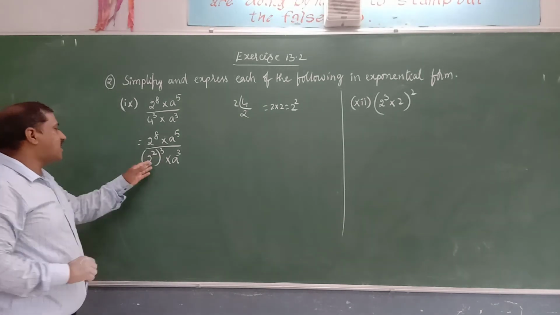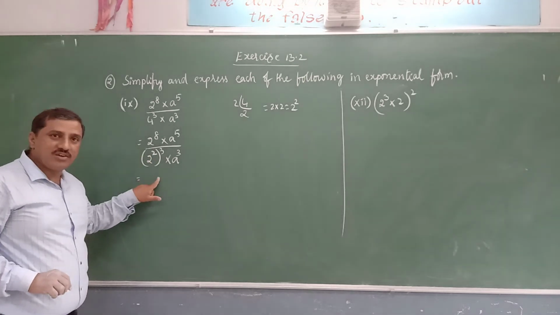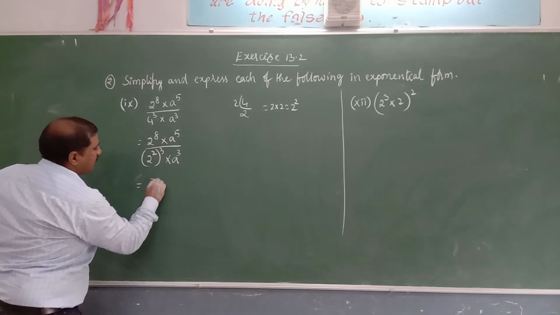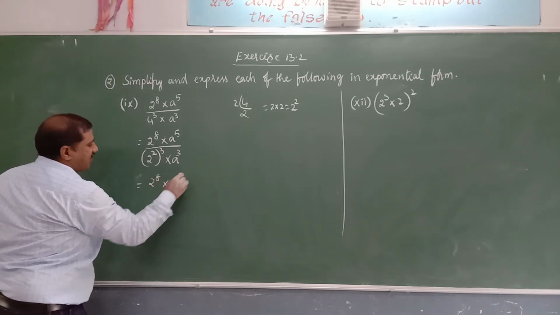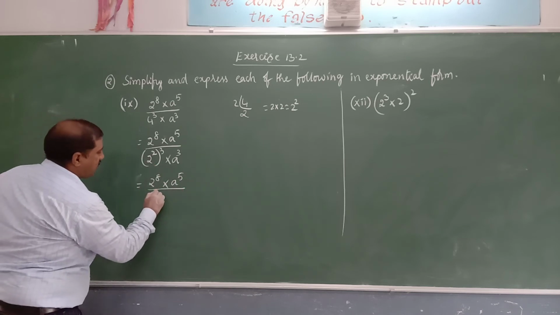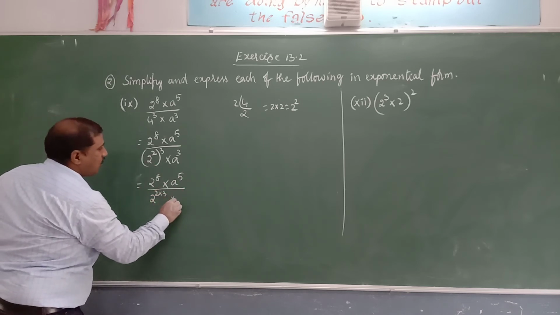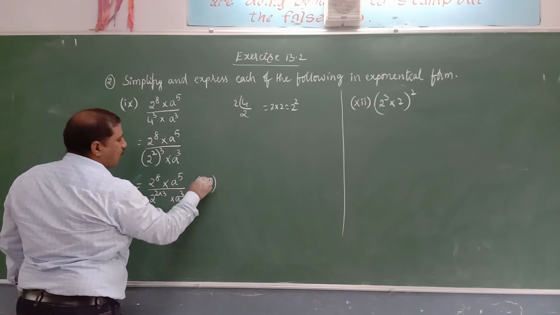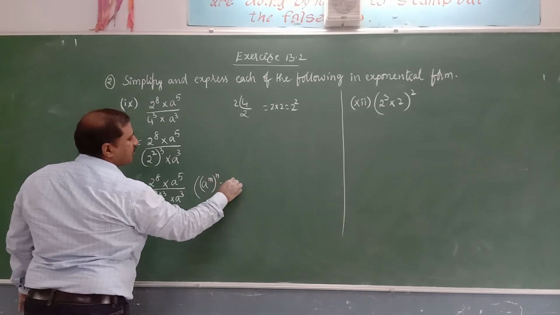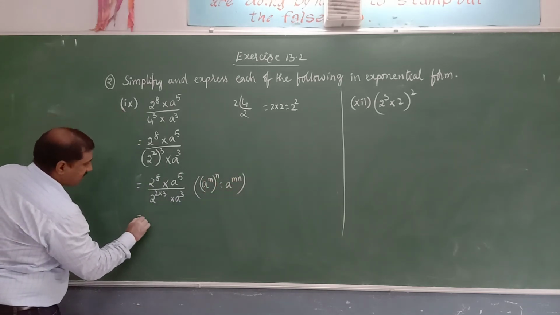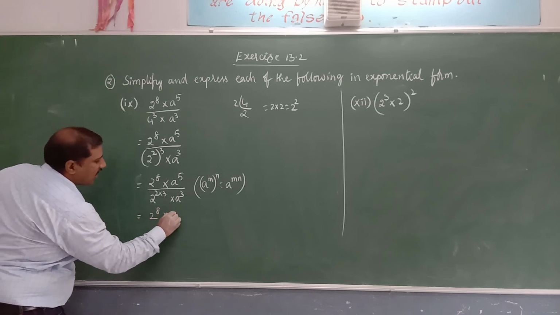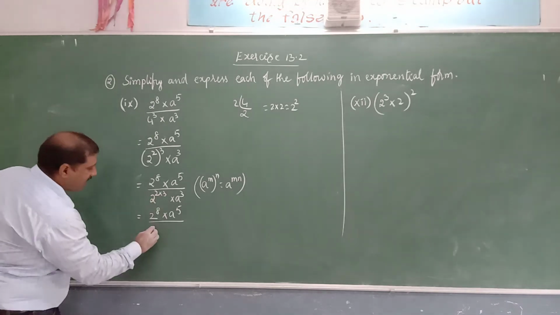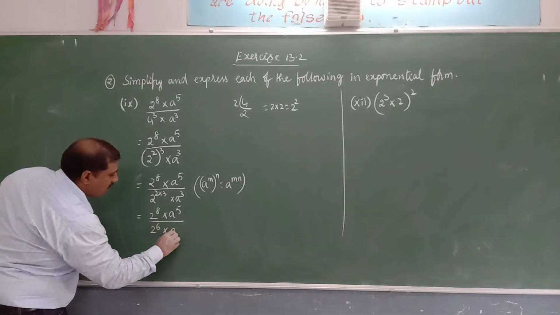Simplify this. What we get is a to the power of m whole to the power of n is equal to a to the power of m into n. That is equal to 2 to the power of 8 into a to the power of 5 divided by 2 to the power of 2 into 3 into a to the power of 3. So what law we used here? It is a power m whole to the power of n is equal to a to the power of m into n. That is equal to 2 to the power of 8 into a to the power of 5 divided by 2 into 3 is 6. Therefore it will become 2 to the power of 6 into a to the power of 3.